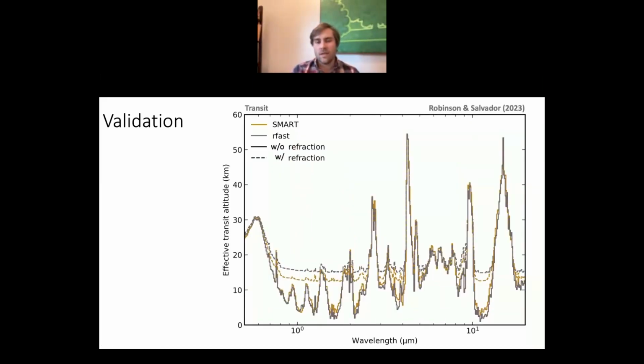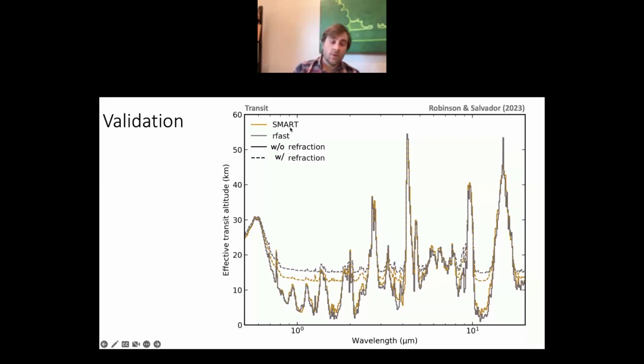Here's a comparison with the transit geometry. I'll note that the solid lines here don't have refraction, and there's reasonably good agreement between the two, showing effective transit altitude as a function of wavelength. But when you turn on refraction, you do get a little bit of a difference in the refractive floor from the two models. That's because SMART does a full ray tracing calculation.